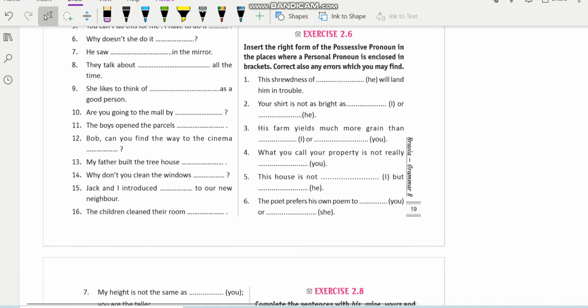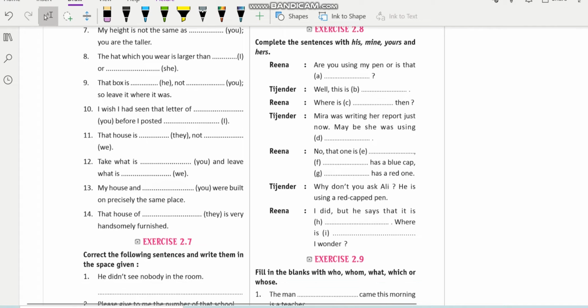Moving on to exercise 2.6. Insert the right form of the possessive pronoun in the places where a personal pronoun is enclosed. Now look at the first one. This shrewdness of dash will land him in trouble. So this shrewdness of his will land him in trouble, right? So this is how you have to do 2.6.